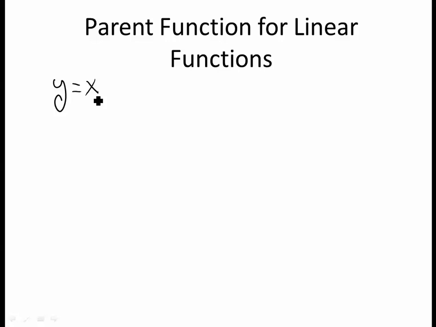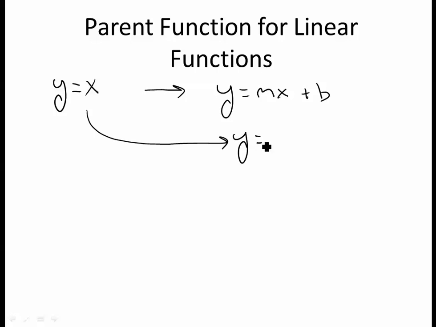If we were to consider this in slope-intercept form, remember that slope-intercept form is y equals mx plus b. So y equals x translates into y equals 1 times x plus 0. Now you know that m represents the slope. So in this case, the slope of the parent function for all linear functions is 1, which means as a fraction, this integer can be written as 1 over 1.